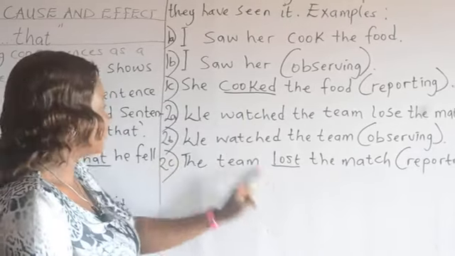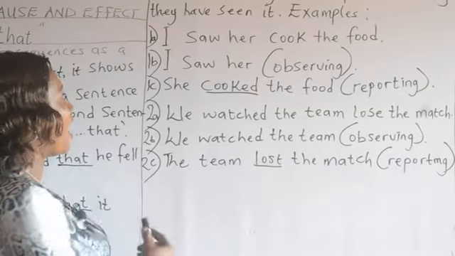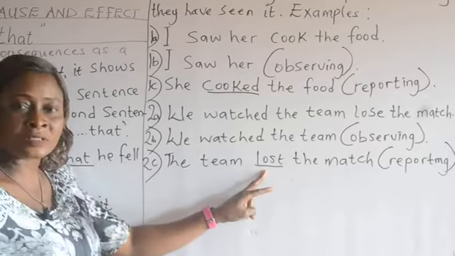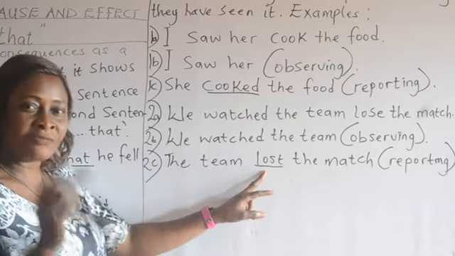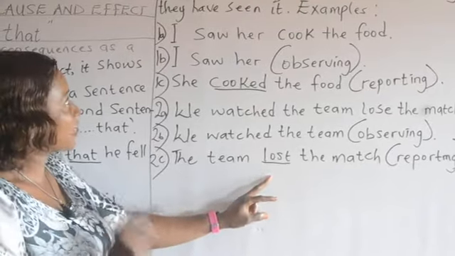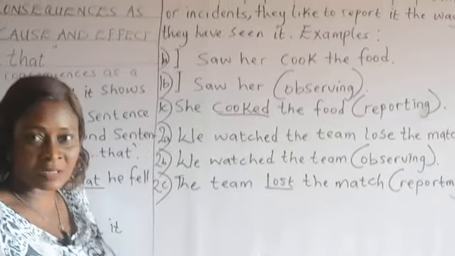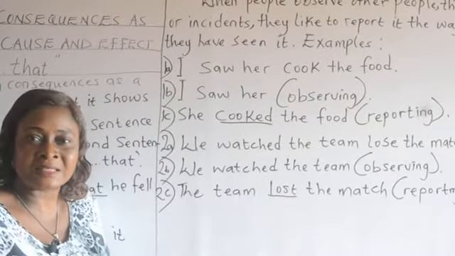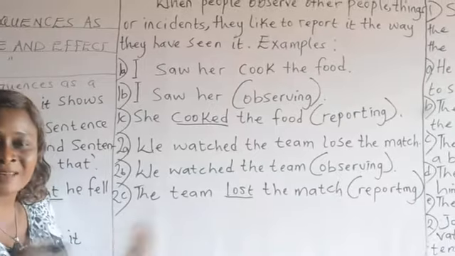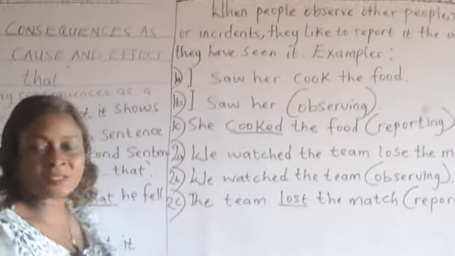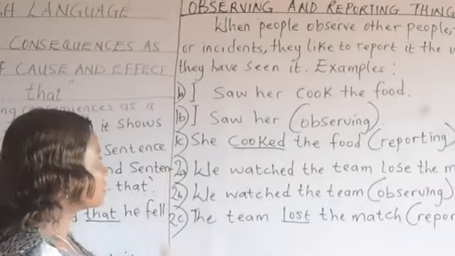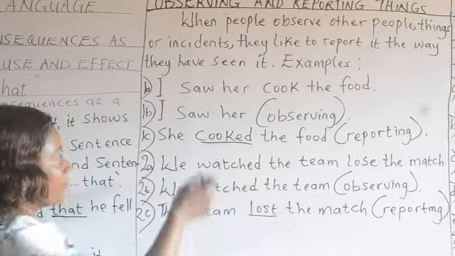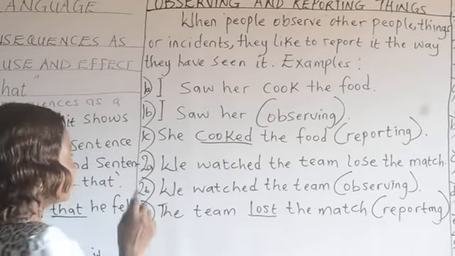So always take note of this. When you are writing the reporting part of a sentence, the verb is written in the past tense. Please take note of that. Observing and reporting things. You report things, you report people, and you report incidents. I said incidents means something that has happened, an event that has happened. 1B, I saw her, observing. 1C, she cooked the food. The verb cook becomes cooked, past tense.